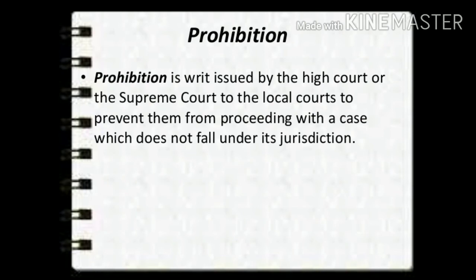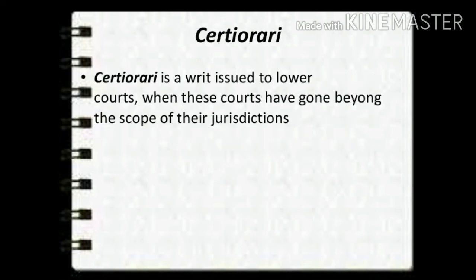The next writ is Prohibition. It prohibits a subordinate court from acting beyond its jurisdiction. The next writ is Certiorari. It quashes an order issued by a subordinate court by overstepping its jurisdiction.